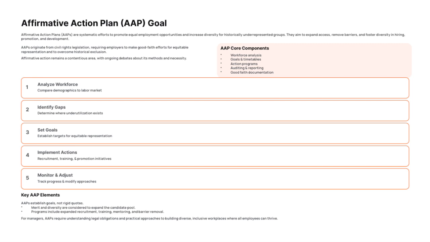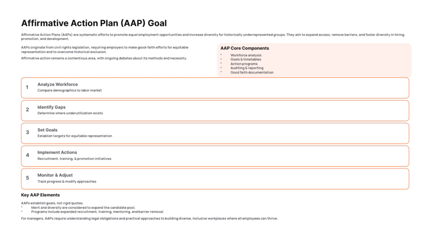We start by identifying where underutilization exists, pinpointing gaps in our workforce. This involves analyzing the current demographics and comparing them to the labor market, which gives us a clear picture of where disparities might be. From there, we conduct a thorough workforce analysis, develop goals and timetables, and create action programs that include recruitment, training, and promotion initiatives. Regularly auditing our progress and reporting on outcomes keeps us accountable. Good faith documentation is also crucial to demonstrate our efforts and intent.